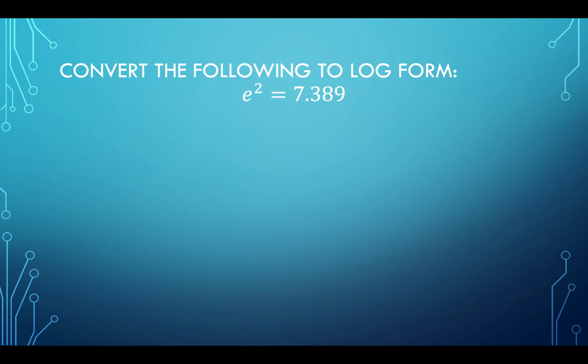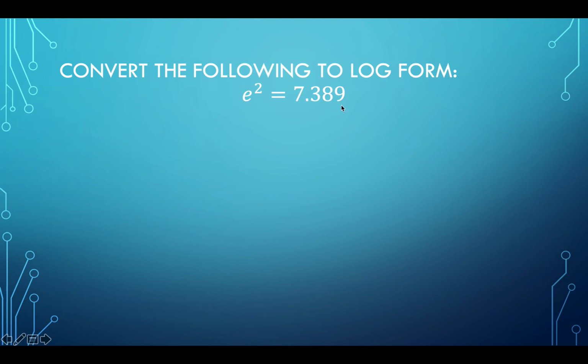So the first problem, convert the following to log form. We know already how to convert to log form because we spent a whole week on that and we've already had a quiz on it. The only difference now is instead of a number over here, I give you e. So now I have e squared is equal to 7.389.